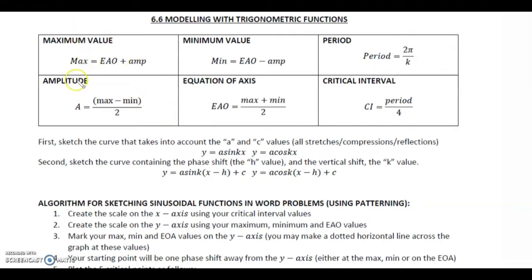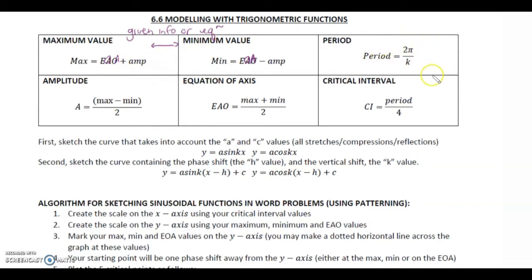So maximum value, we already know the equation for it if given an equation. The maximum value is equation of axis plus amplitude, and then the minimum value, I reverse these again, is equation of axis minus the amplitude. Okay, these two are going to be like if we're given either the info or the equation. You can definitely pick those out.